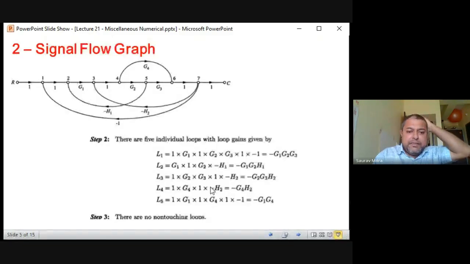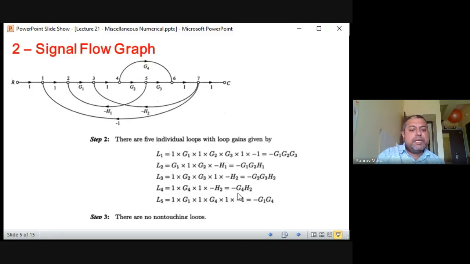Okay, and L5 is G1, G4, minus 1. What is G1, G4, minus 1? So you are finding this big loop. It is starting from here, it is coming G1, then it is G4, and then it is 1, and then the whole feedback. Okay, so it is coming from here like this, then G4, then 1, and then the whole big thing like this.